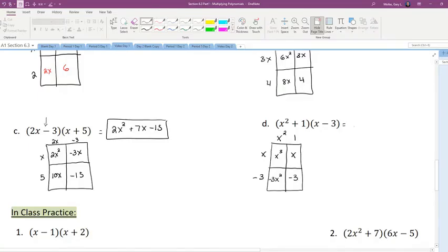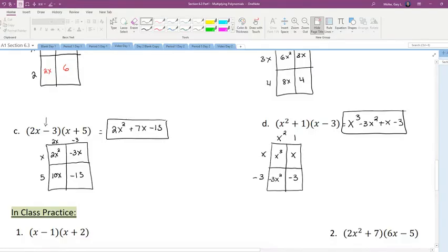So I add them all together in standard form, and it looks like I don't have any common terms. So I'm just going to write it in standard form. X cubed first, negative 3x squared second, plus x minus 3. This time we didn't get to simplify anything.